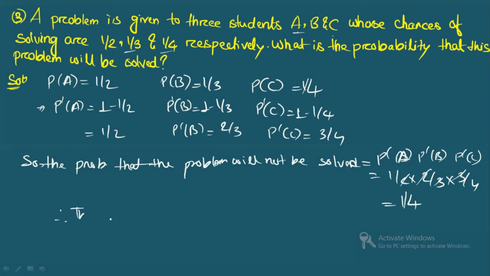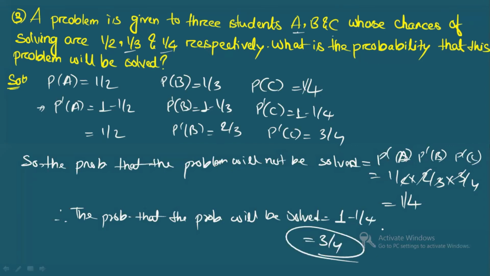So therefore, the probability that the problem will be solved is equal to what? Total probability minus 1 by 4. So that is 3 by 4. Clear?